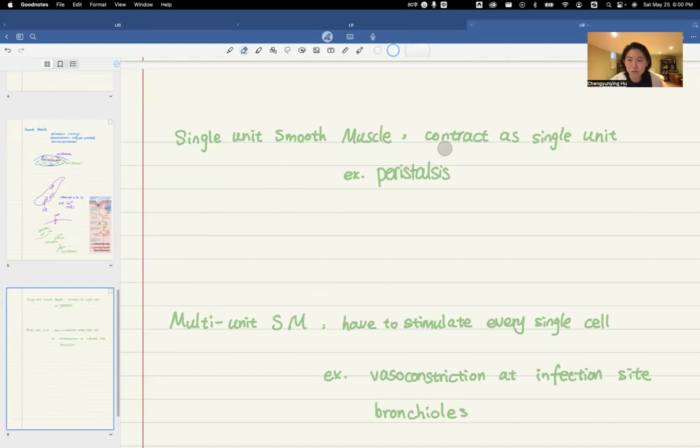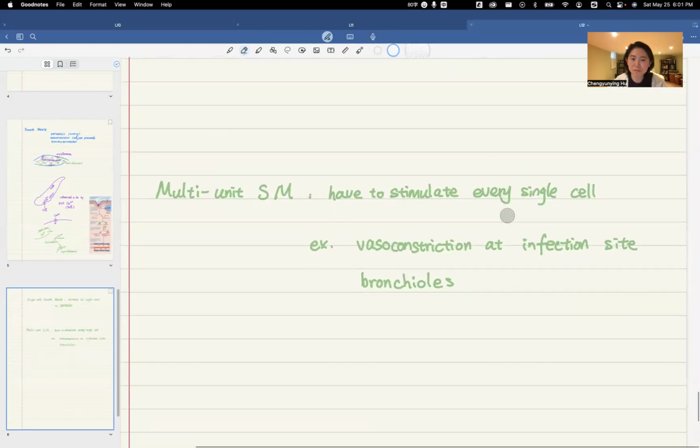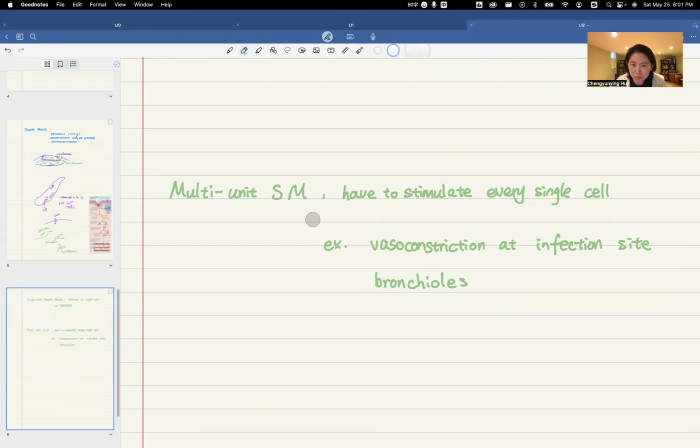And in smooth muscle, unlike the others, each cell has to be stimulated. It's unlike the heart muscle that has gap junctions, or skeletal muscle that will contract together. Skeletal muscle is multinucleated and its cells are really long, but smooth muscle is single unit, and each unit has to be stimulated to have contraction. Multi-unit smooth muscle has to stimulate every single cell.